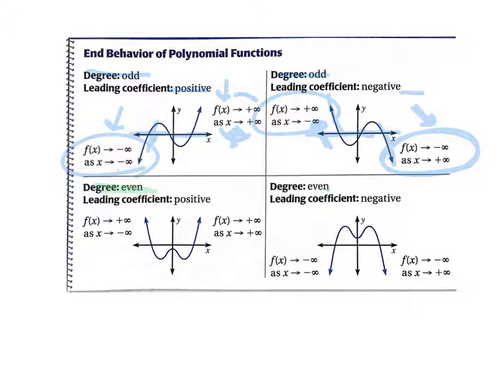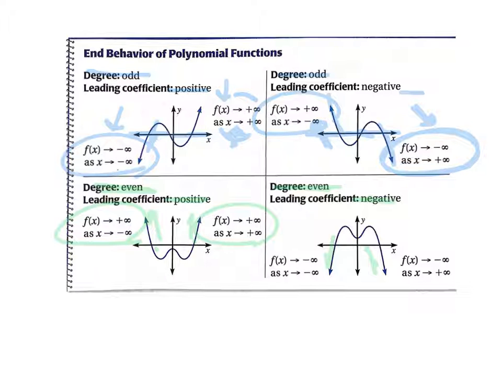Okay, when you have even degrees, instead of the ends doing opposite things, both ends go up or both ends go down. The ends of your graph do the same thing if they're even. If it's positive, they both go up like you'd probably expect. If it's negative, they both go down as you'd probably expect.